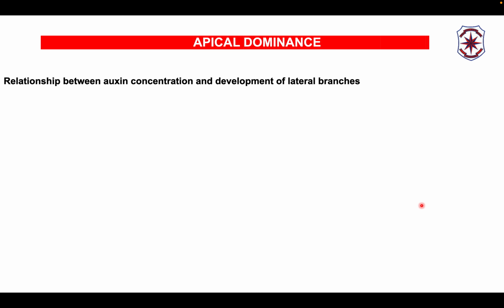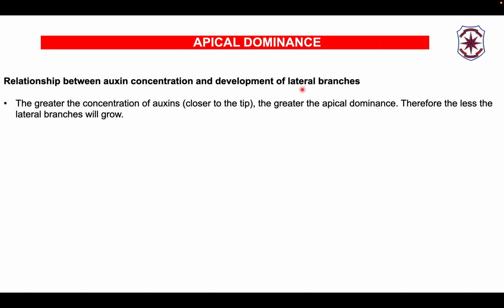All right. Now, for the last time, I know that I've milked this point for a long time, but it's very important for you to understand the relationship between auxin concentration and the development of lateral branches. So here is the relationship. Please make notes. The greater the concentration of auxins closer to the tip, the greater the apical dominance. Therefore, if we have greater apical dominance, fewer lateral branches will grow.